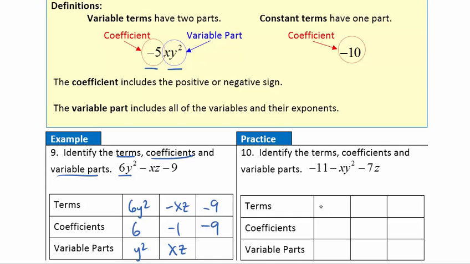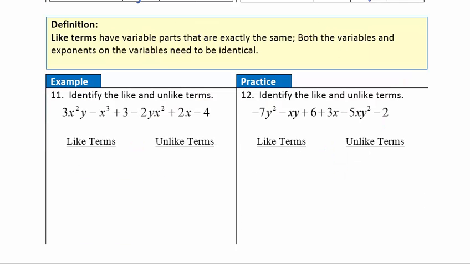Okay, terms are going to be negative 11, negative xy squared, and negative 7z. The coefficients would be negative 11, negative 1, and negative 7. The variable parts, there's no variable part on that first term. Second one, it's xy squared, and the last one, it's z. All right, we'll look at another definition now.